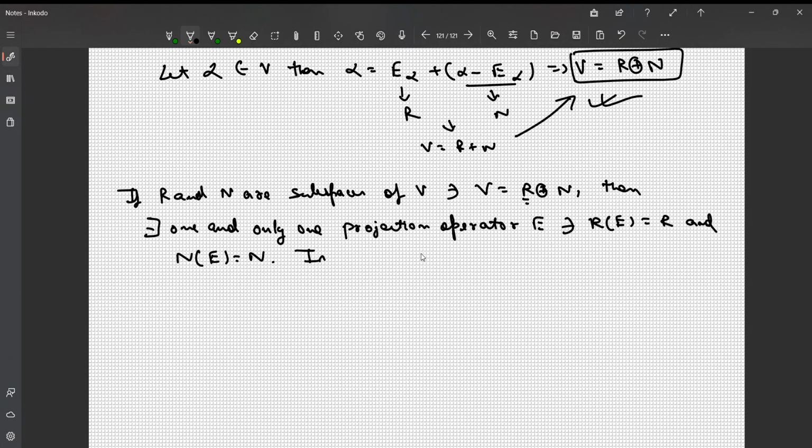In this case, we say that E projects V on R along N.